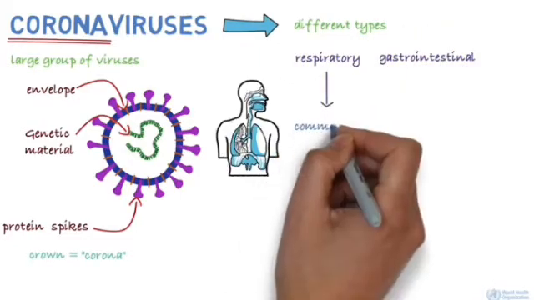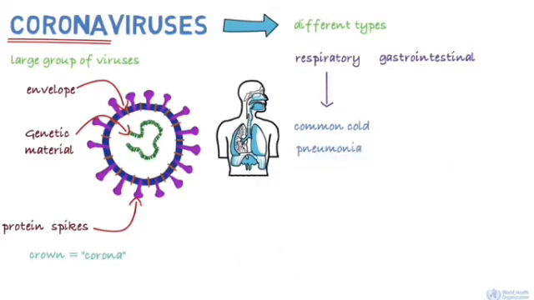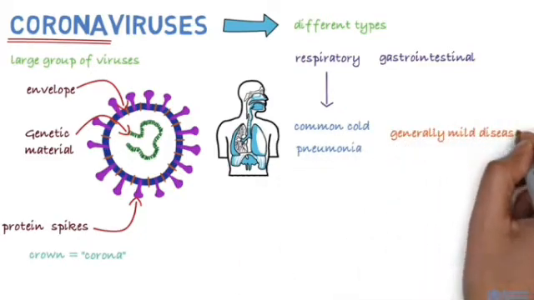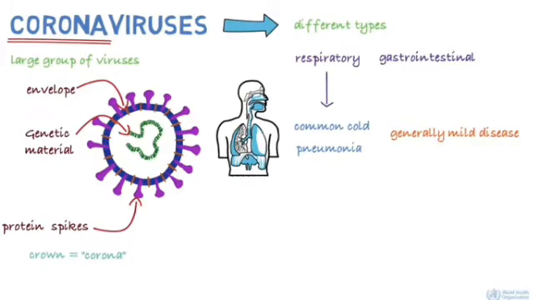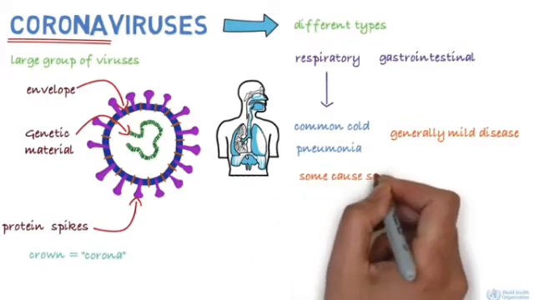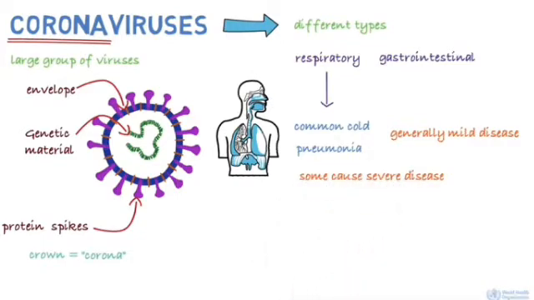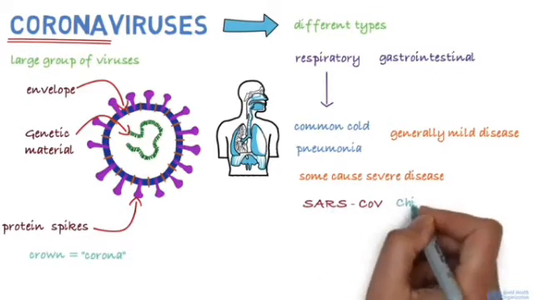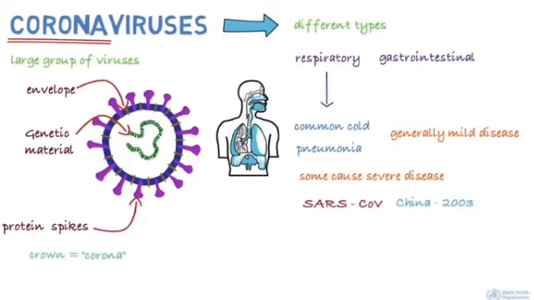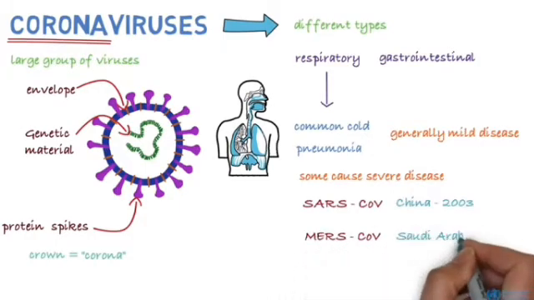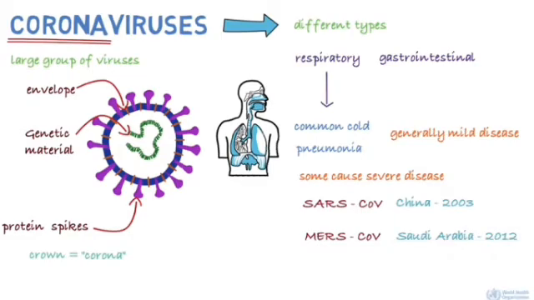Respiratory disease can range from the common cold to pneumonia, and in most people, the symptoms tend to be mild. However, there are some types of coronaviruses that can cause severe disease. These include the severe acute respiratory syndrome coronavirus, first identified in China in 2003, and the Middle East respiratory syndrome coronavirus that was first identified in Saudi Arabia in 2012.